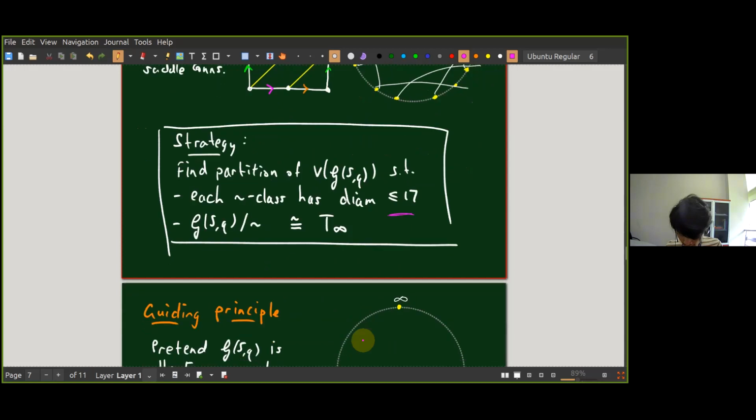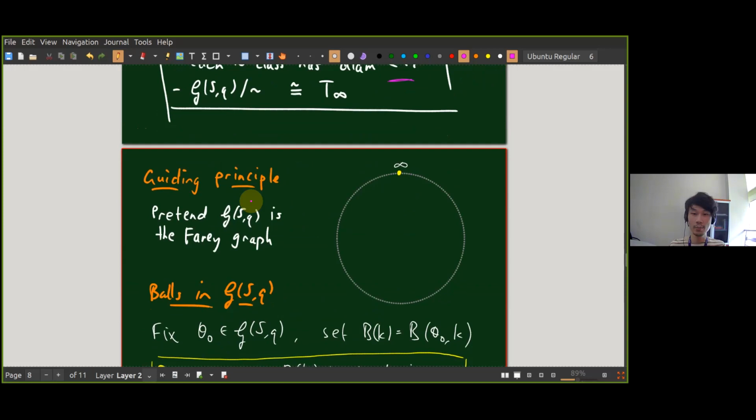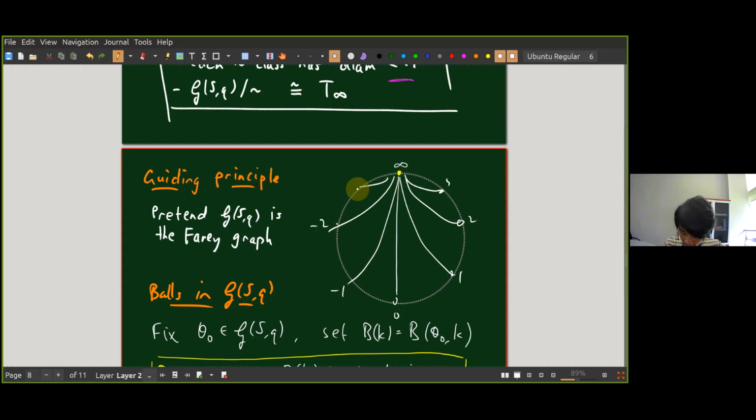So let's go back and take inspiration from the Farey graph. The guiding principle is that we're going to pretend that everything is in the Farey graph. So what are some features of the Farey graph that are useful? In the Farey graph, I want to understand what the balls look like from a given base point. If I look at infinity, all the vertices adjacent to infinity are just going to correspond to the integers. So the integers look something like this.